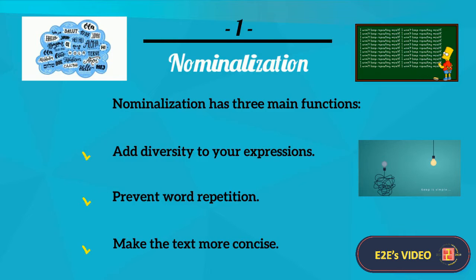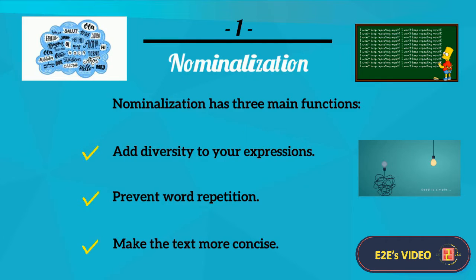In short, nominalization has three main functions. It adds diversity to your expressions, prevents word repetition, and makes the text more concise, which means giving the same information with fewer words.